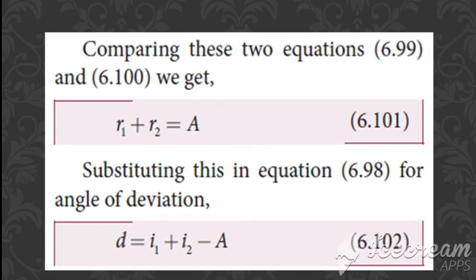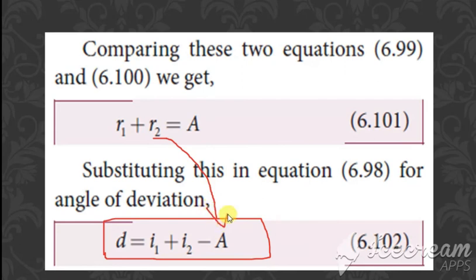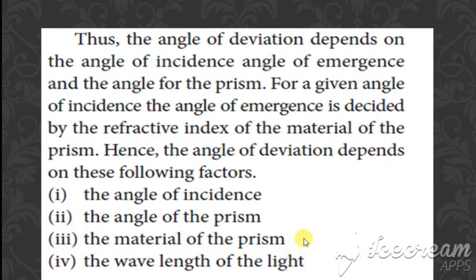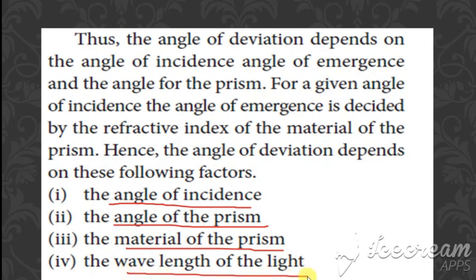Now substituting this value of R1 plus R2 in the earlier equation of D. The equation of D is D is equal to I1 plus I2 minus R1 plus R2. So instead of R1 plus R2, here it is written as A. This gives your angle of deviation. The angle of deviation depends on the angle of incidence, the angle of the prism, the material of the prism, and the wavelength of the light. Clear?